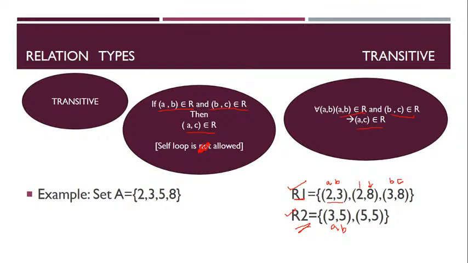Because we have AB. In case of R2, which one is A? A is 3 and B is 5. But we don't have the situation of BC, and that's why we can't expect AC. And that is the reason it is not violating the transitive rule. And that's why we can say that R2 is a transitive type of relation. Fine.